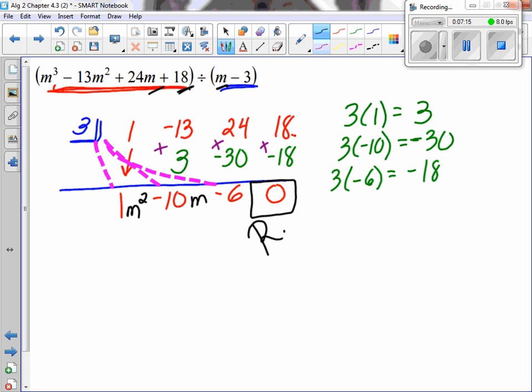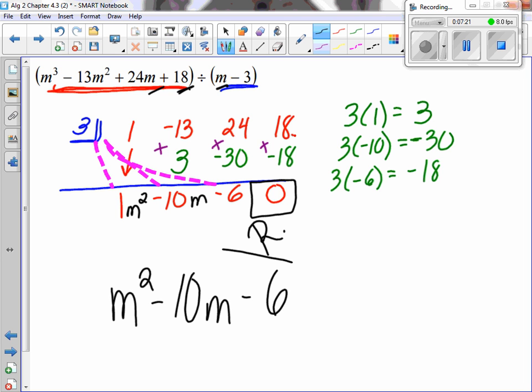So the final answer for this here is m squared minus 10m minus 6. And that's it. Questions on this here?